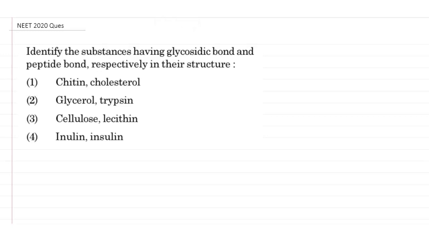Hey everyone, let's solve this previous year NEET question. In this question we have to identify the substances that have a glycosidic bond and a peptide bond in their structure respectively. पहले देख लेते हैं glycosidic bond और peptide bond होते क्या हैं.